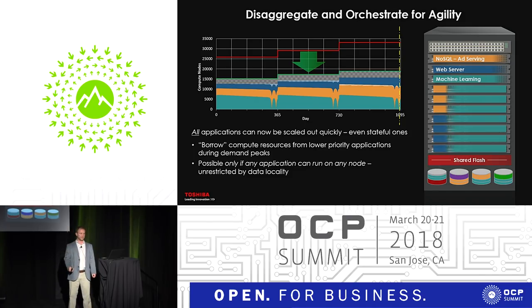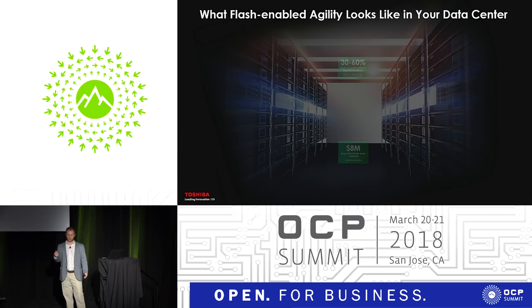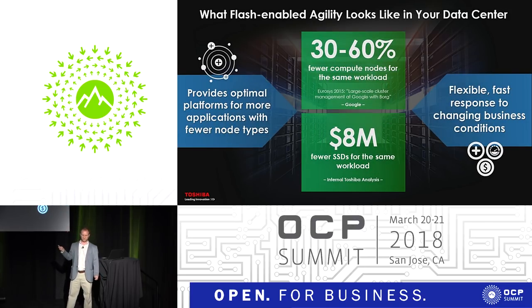That's not to mention the flash savings by not stranding flash on each node and being able to provision exactly how much storage each compute node needs. When you want to scale out, you can add compute or add flash independently. That gives you the capability to invest just in the area that you need and scale out very quickly. There was a paper that Google did, because they implemented something like this a while ago with Borg. In 2015, they said that with this kind of implementation, they could save 30 to 60% of the number of compute nodes for the same workload they were already running.